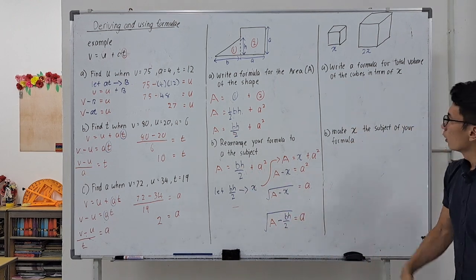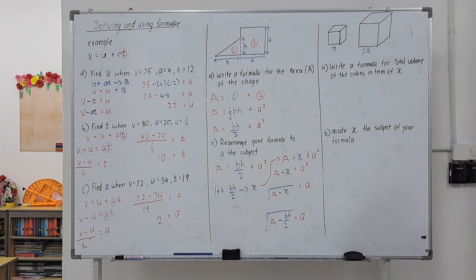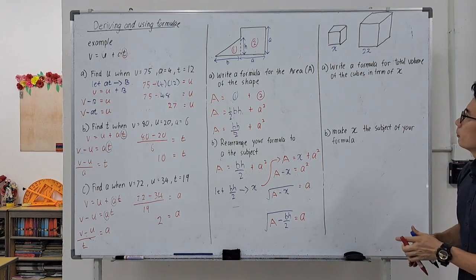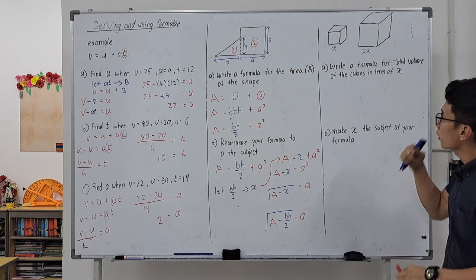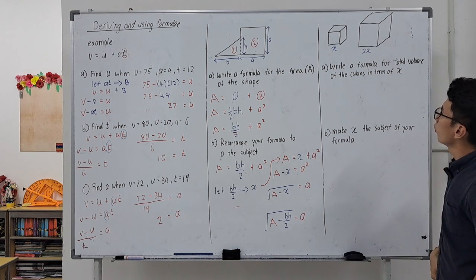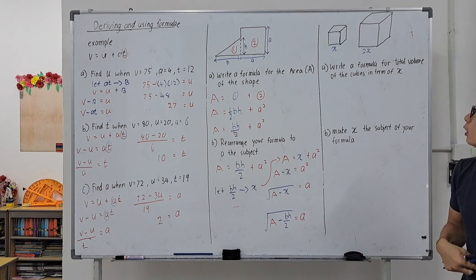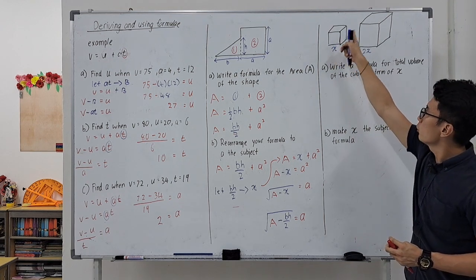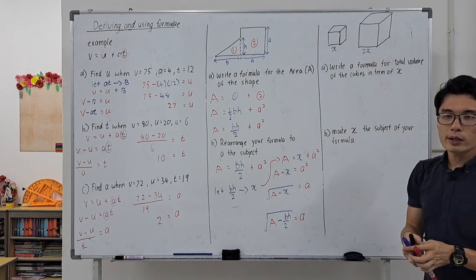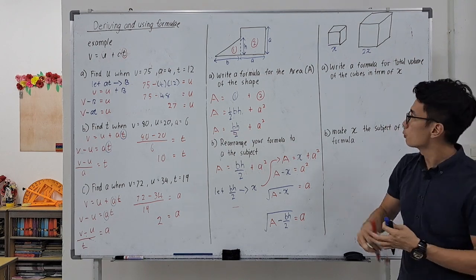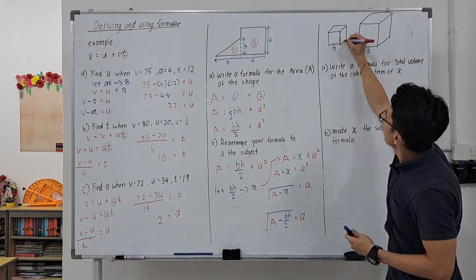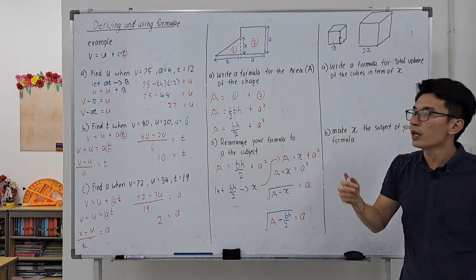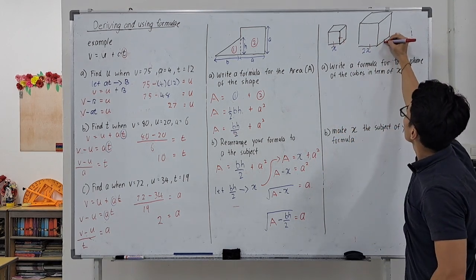Now, next example over here. Let's see this. The question is asking you to write a formula for the total volume of the cubes in terms of x. Total volume of cube. So I have an expression of this cube and this cube. Now again, what is something important we talk about with cubes? We know that all the sides are the same: the length, the base, the width, and the height. Same goes for this, right?